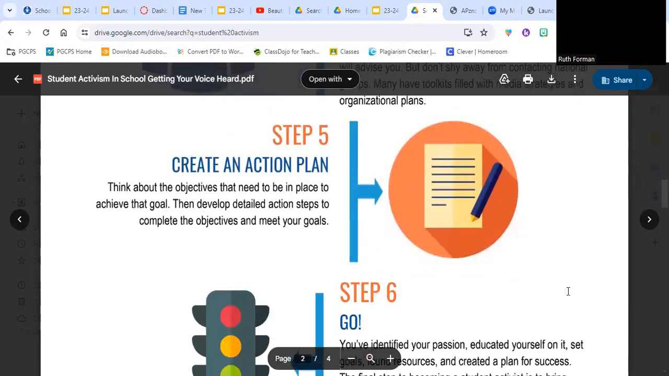Step five, create an action plan. Think about the objectives that need to be in place to achieve that goal. Then develop detailed action steps to complete the objectives and meet your goals.